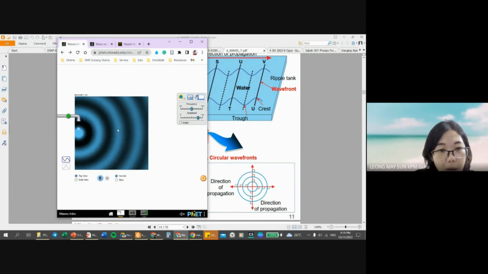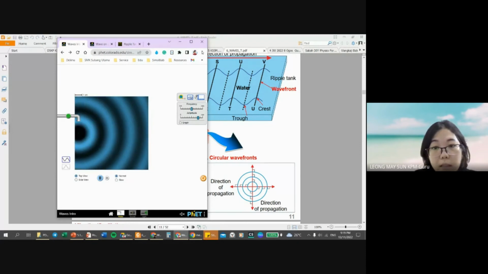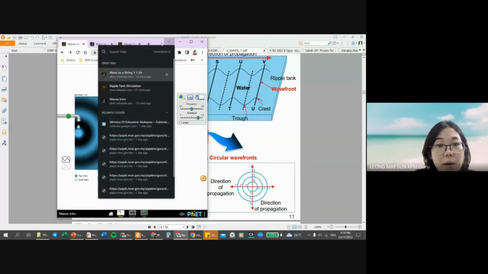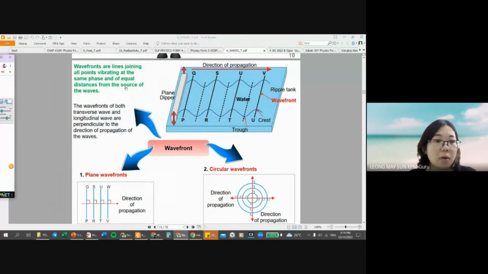So this particular white line is actually a wave front. The black color one is also considered as a wave front. It's just an imaginary line. Okay, so wave fronts are lines joining all points vibrating at the same phase or the same position from the source of the disturbance. Wave fronts of both transverse wave and longitudinal wave are perpendicular to the direction of propagation.